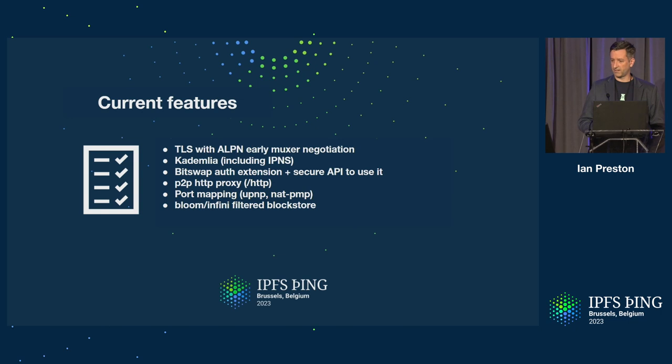So what's the current status? We've only been working on it for 2 months, but it's already usable. We have the TLS security transport with early muxer negotiation, Kademlia layer, including IPNS. There's BitSwap with an auth extension and the secure API to use it. There's a peer-to-peer HTTP proxy, which is awesome. Everyone should use this model. It's also in Kubo. Standard port mapping and Bloom and Infini-filtered block stores. If you want to know what an Infini-filtered block store is, come talk to me later.